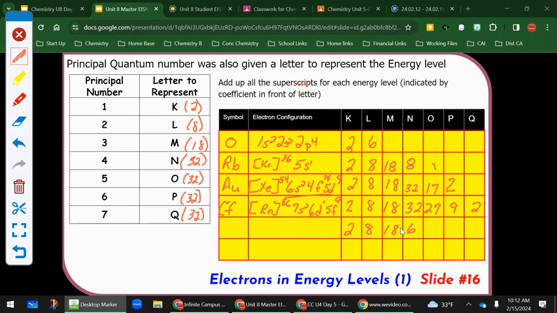Now, what are the sublevels? S, P, D, and F. What number represents an S? 0. What number represents a P? What number represents a D? What number represents an F? Great, good.